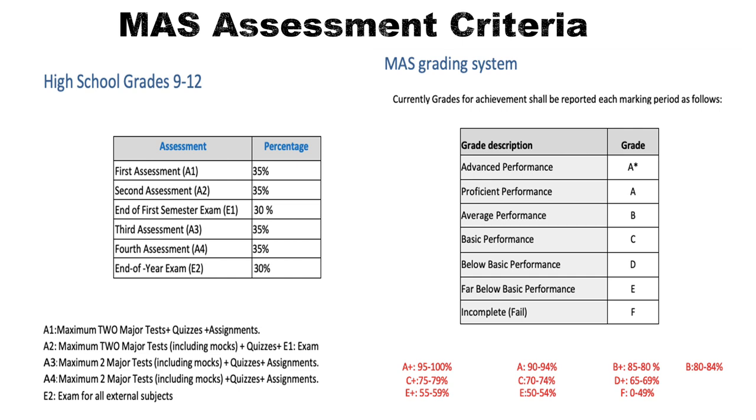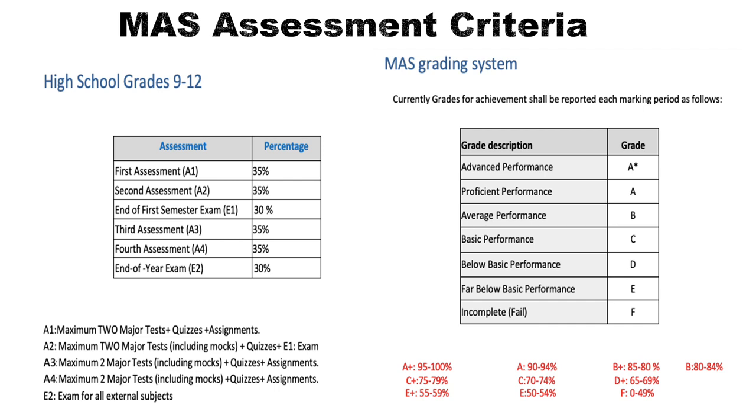The Modern American School assessment criteria focuses on the following. The first and second assessments are worth 35% of the overall grade. The end of semester exam is worth 30%. The third and fourth assessments are worth 35% of the overall grade. And finally, the end of semester exam is worth 30% of the overall grade.